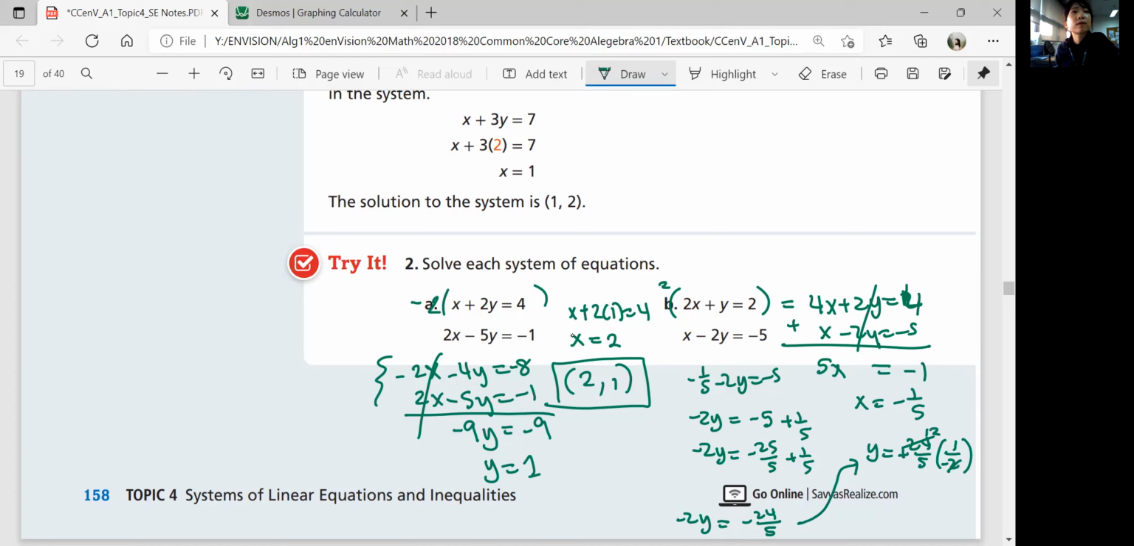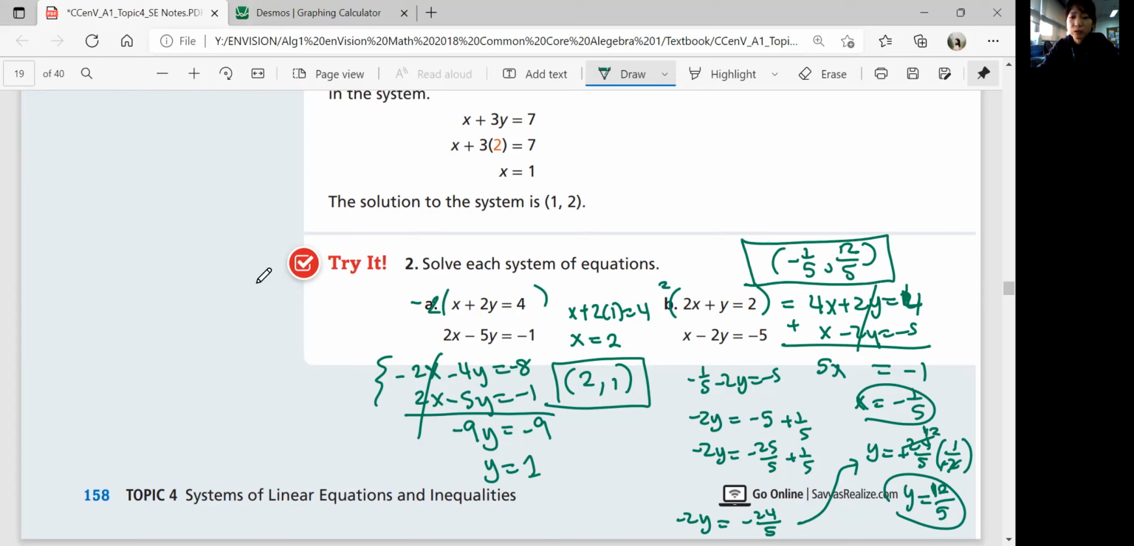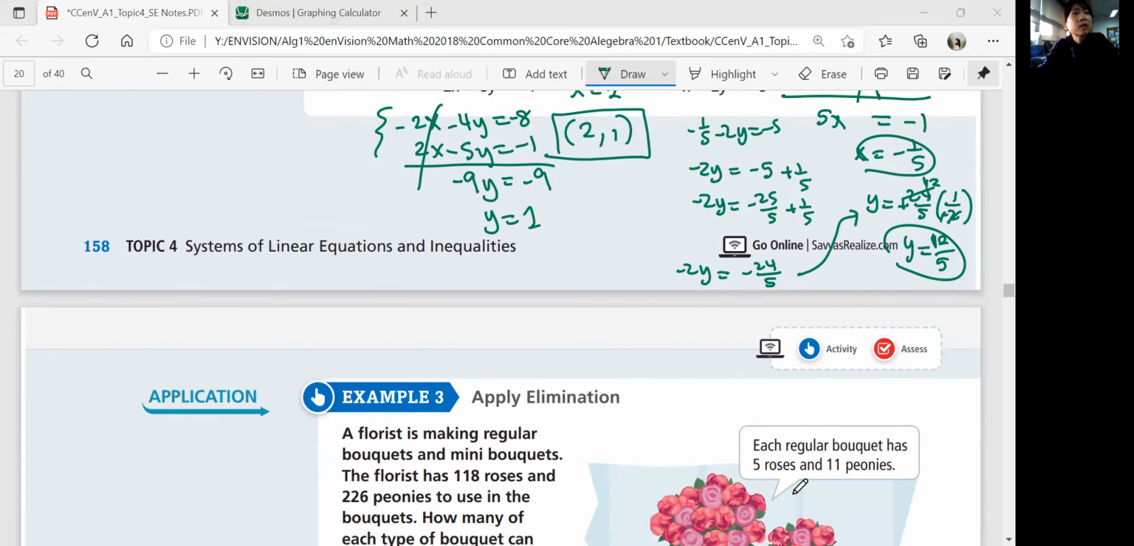2, and the negatives cancel out. So y is equal to 2, wait, that's 12. 12 over 5, okay? So finally, your solution is negative 1 over 5 from your x, and then 12 over 5 from your y value. Okay, together, this is your solution. This point is your solution. Okay, good. That was elimination.